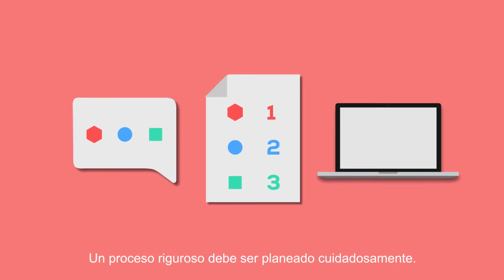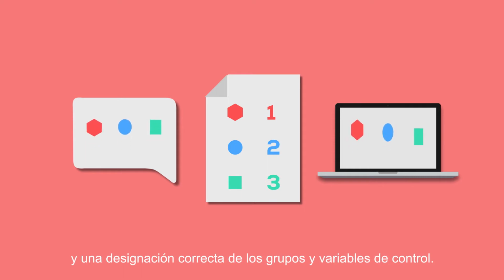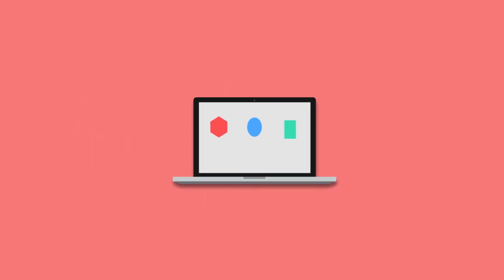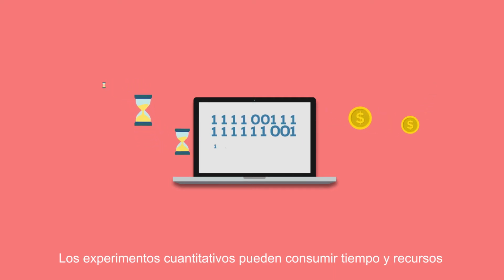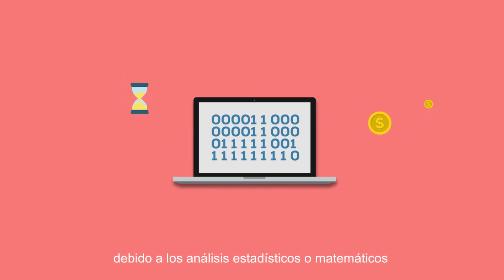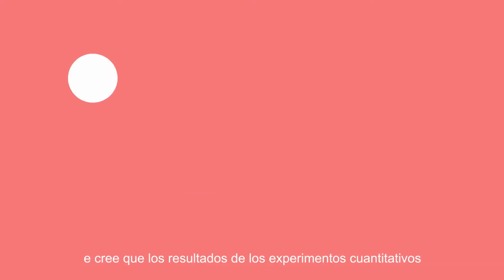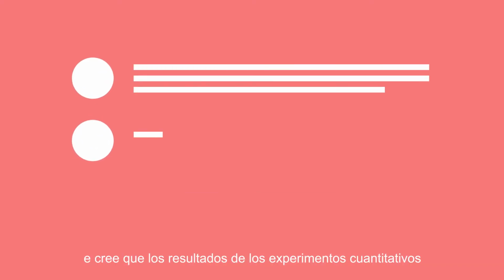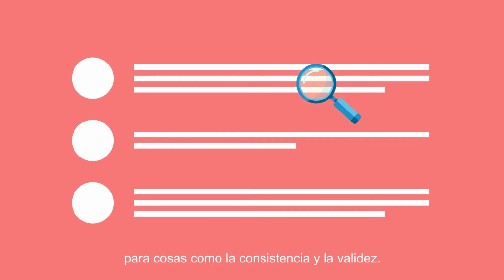A rigorous process must be carefully planned. There must be complete randomization and correct designation of control groups and variables. Quantitative experiments can be time and resource consuming due to the statistical or mathematical analysis that are done to yield the results. The results of the quantitative experiments are believed to be reliable and unbiased when they pass the statistical testing for things such as consistency and validity.